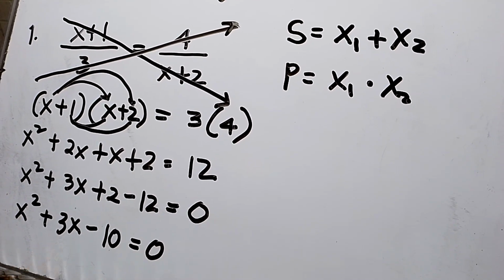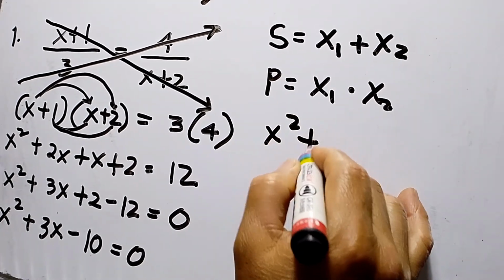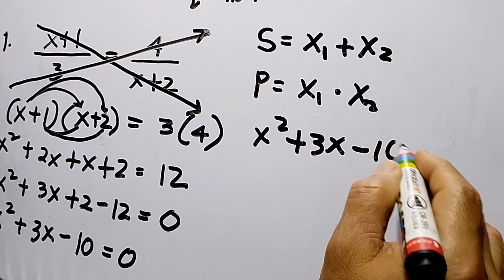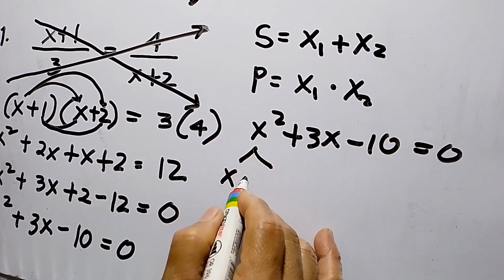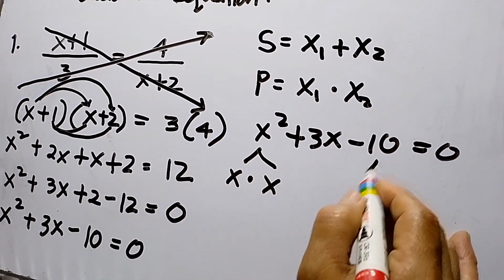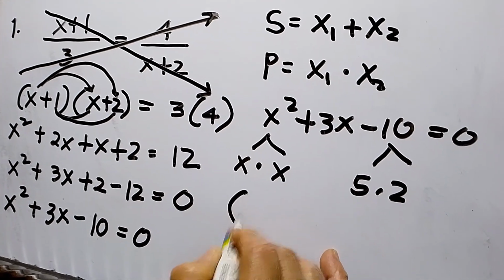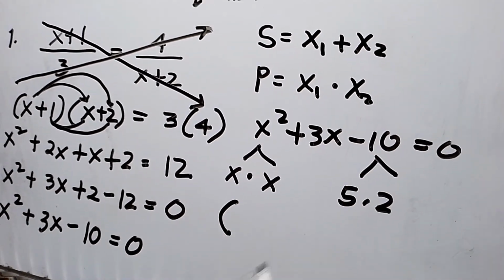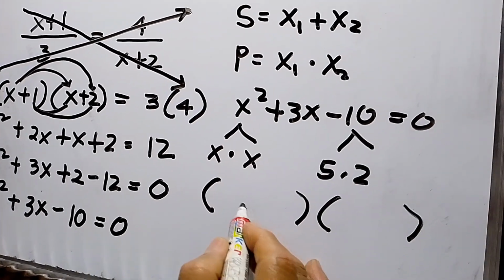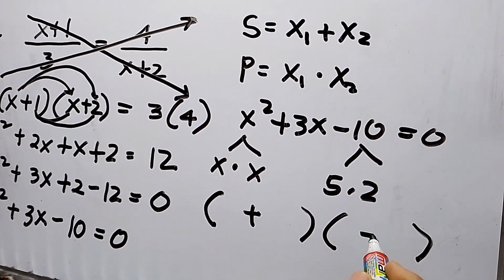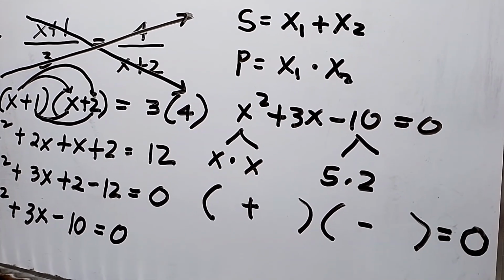So I need to factor this one. X squared plus 3x minus 10 is equal to 0. So we know that x squared is x times x. Then 10 is 5 and 2. Since I have negative sign in my last term, so factor should be 2 signs. So this will be plus, and then this will be minus. And this will be equal to 0 because this is equation.